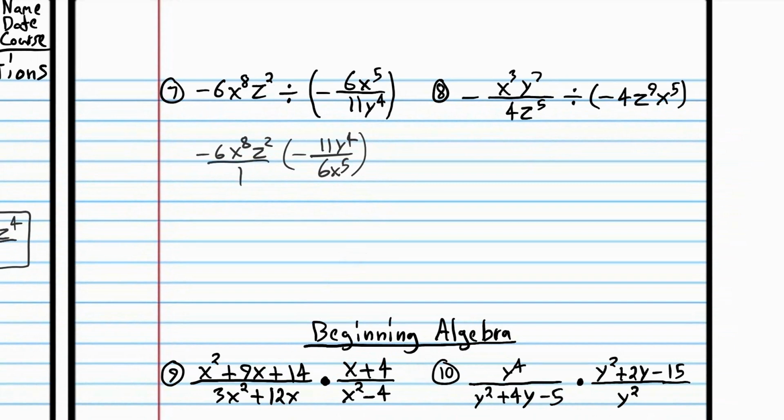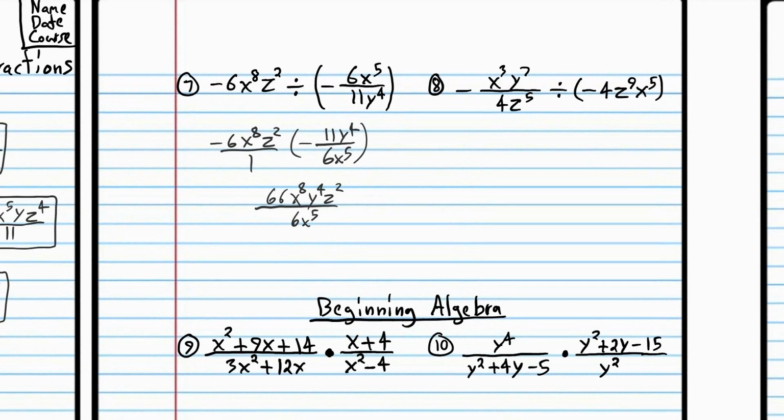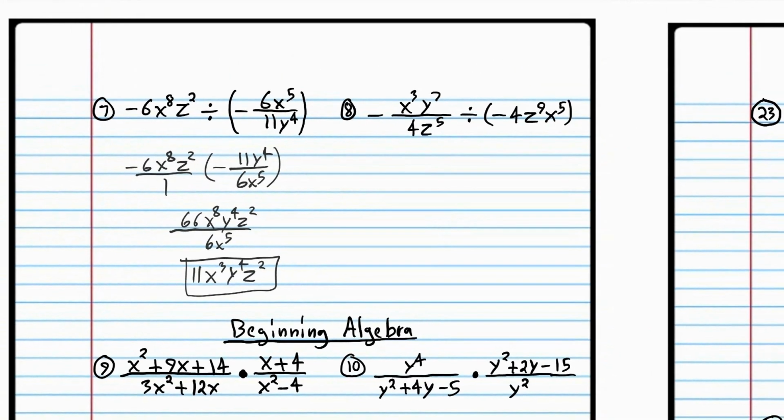And again, consider this to be over 1. And now we just have to reduce. So 66 divided by 6 is just 11. X cubed, y to the 4th, z squared. So why don't you try number 8, and when you're done, we'll do it together.